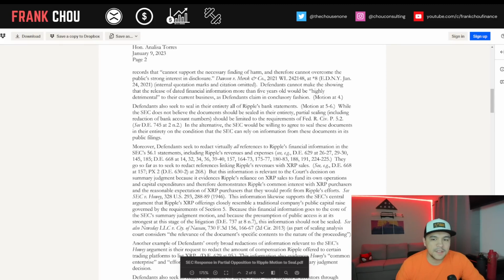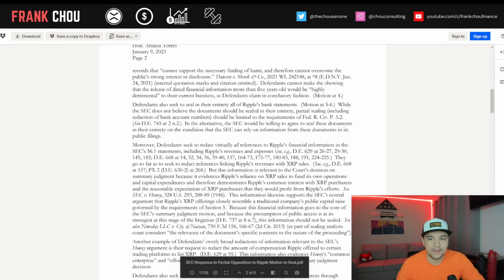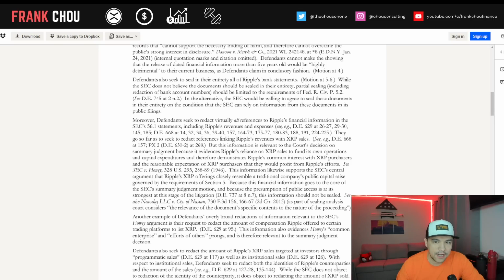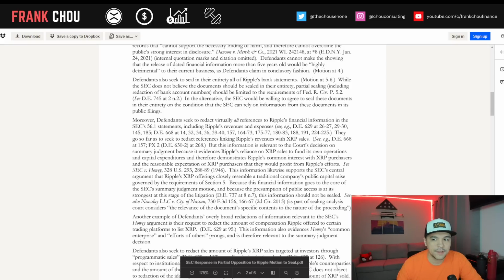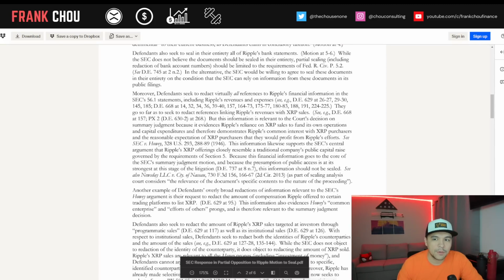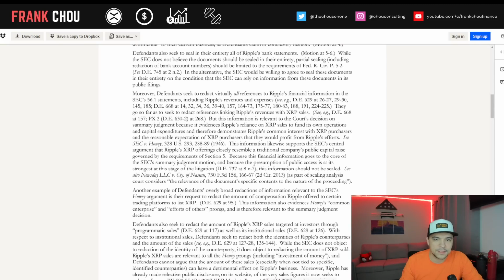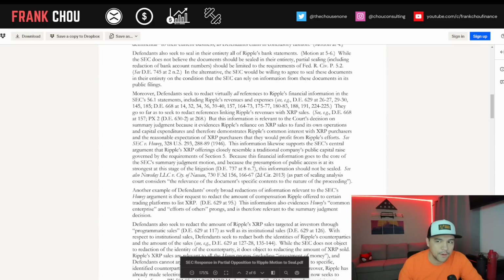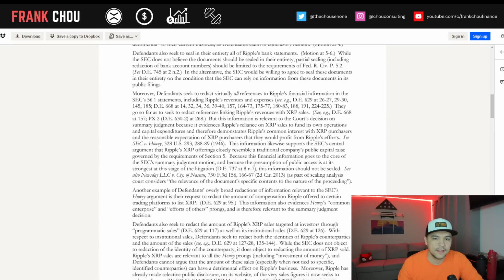Defendants also seek to seal in their entirety all of Ripple's bank statements. While the SEC does not believe the documents should be sealed in their entirety, partial sealing, including redaction of account numbers, should be limited to the requirements of the Federal Rules of Civil Procedure. In the alternative, the SEC would be willing to agree to seal these documents in their entirety on the condition the SEC can rely on information from them in its public filings.